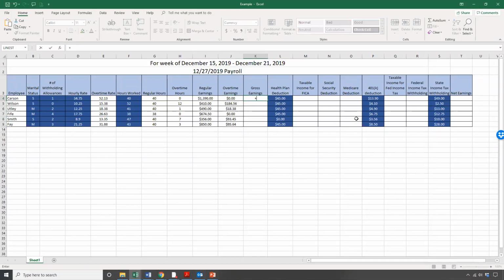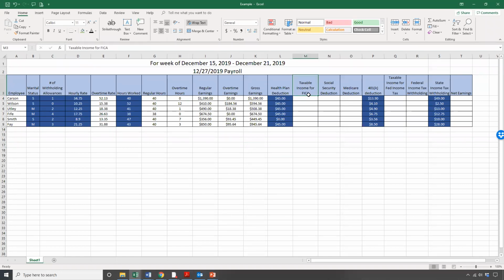So we need to add those two together to come up with our gross earnings. Gross earnings is also known as total earnings. And we'll just copy and paste that formula down as well. Formulas are so great because it saves you so much time of having to do each one of these. So try to use your formulas.